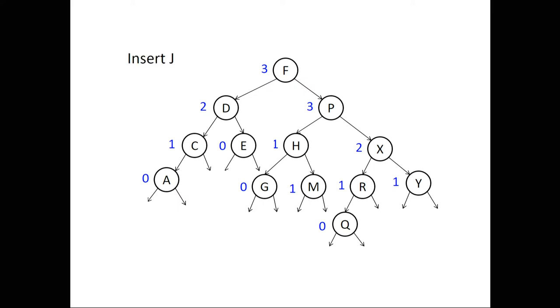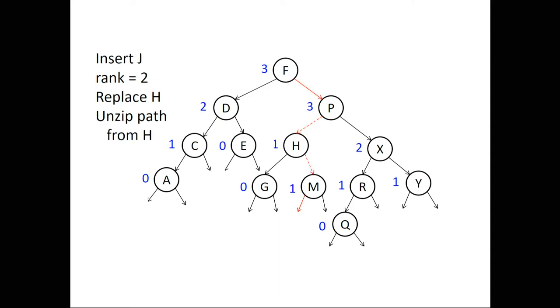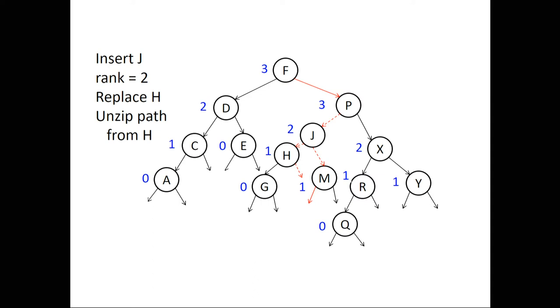If I want to insert J, I start doing coin flipping. I get a rank of two. I start searching. The rank is smaller than that of F, so we branch right and keep going. The rank is smaller than that of P, so we branch left and keep going. It has rank bigger than that of H, which is 1. So we know that it's going to be the new left child of P. The remaining search path is HM, both of which, J goes in between. So the HM path is going to split into H on the left and M on the right. We unzip that path, and we end up with the correct tree.